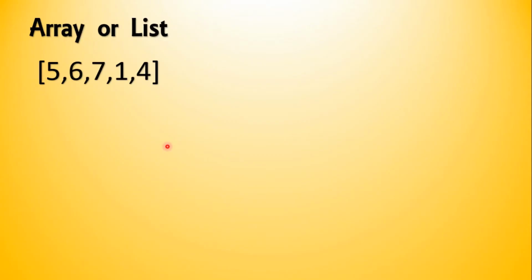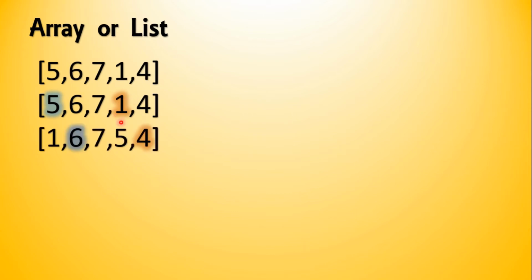So let's assume that here is an array or a list and the numbers are 5, 6, 7, 1 and 4. The technique is that you have to scan the list and find the smallest number. Here I see that the smallest number is 1. So what we have to do is swap these numbers. I started the loop from 5, so I am swapping it with the smallest number, 1. Once I swap it, the 1 will come over here and the 5 will come over here.